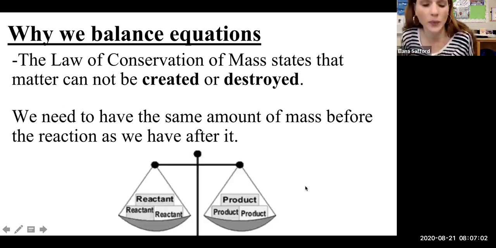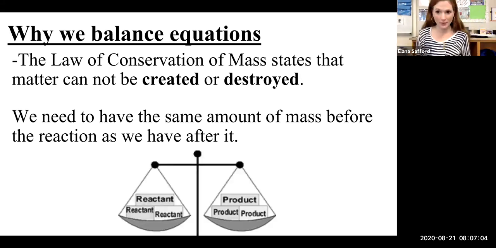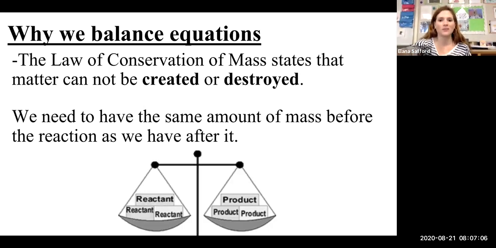Okay, so now we're going to talk a little bit about balancing. The law of conservation of mass states that matter cannot be created or destroyed. And we want to follow these laws of conservation of mass because we're here in this universe. So what we're going to do is learn how to balance. We need to have the same amount of mass before the reaction as we have after it in these alpha, beta, and gamma, alpha, beta decays.